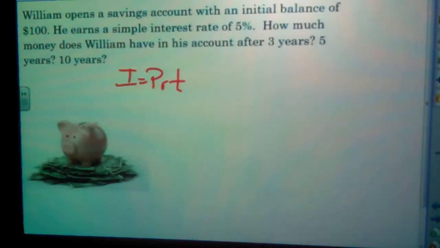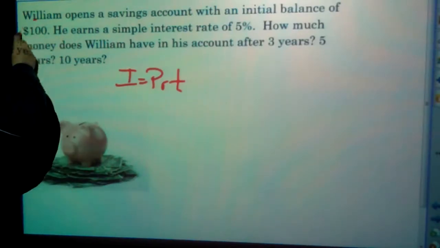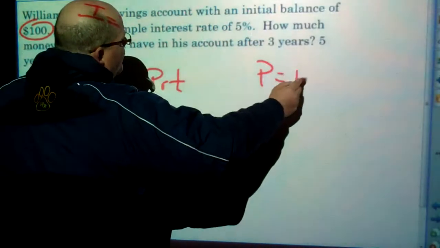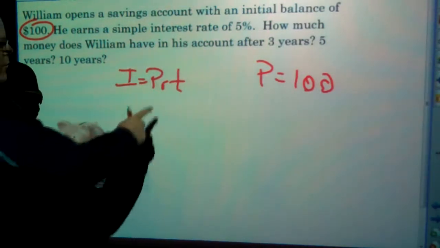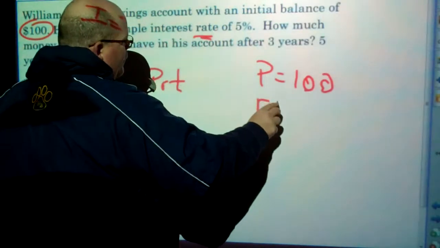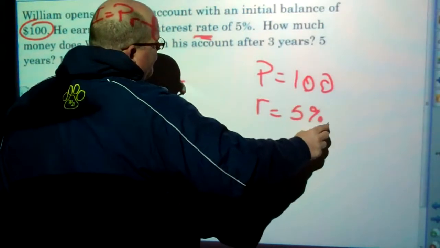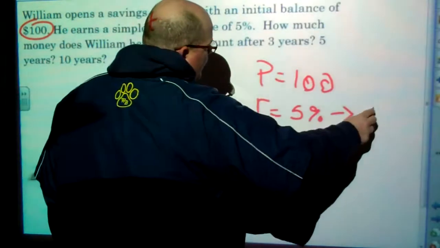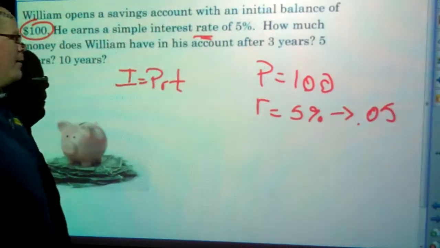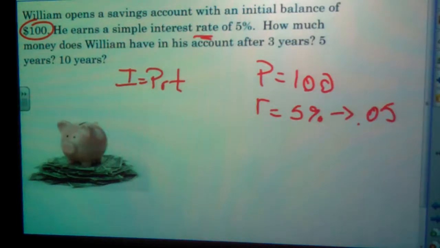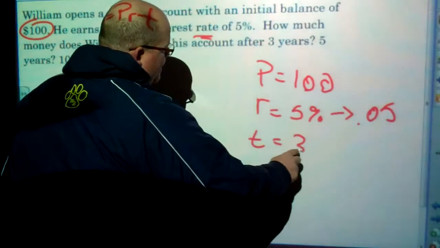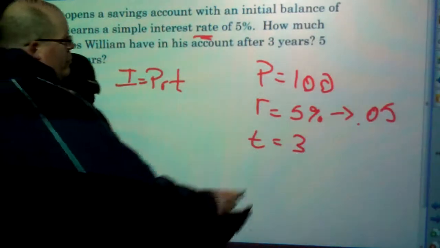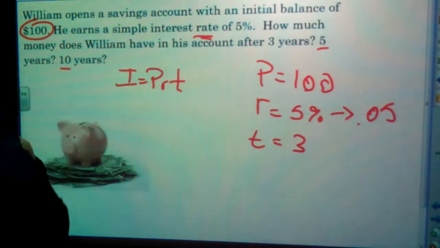So P is our principal, right? The amount of money, our initial balance. So our principal here is 100. Let's write this down. Our P is 100. He earns a simple interest rate of 5%, so our R, our rate, is 5%. Let's convert that to a decimal, 0.05. And our time: how much money does William have in his account after 3 years? So time is 3 years. We also would do it for 5 and then for 10.